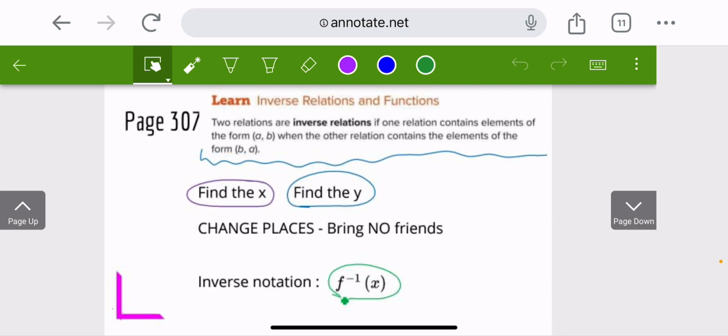So what we're going to do, our process for this is to take the x, take the y, change places. I'm going to say that enough times today, you're going to get real annoyed. And we'll talk through it, I promise. But we're going to find the x, find the y, and make them change places. Nothing else is going to change in the inverse step.